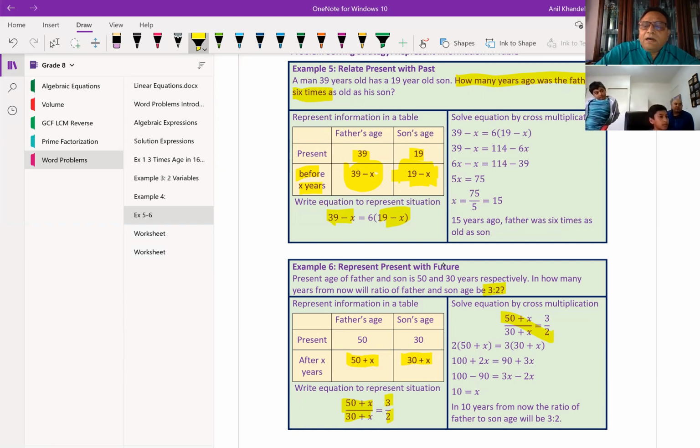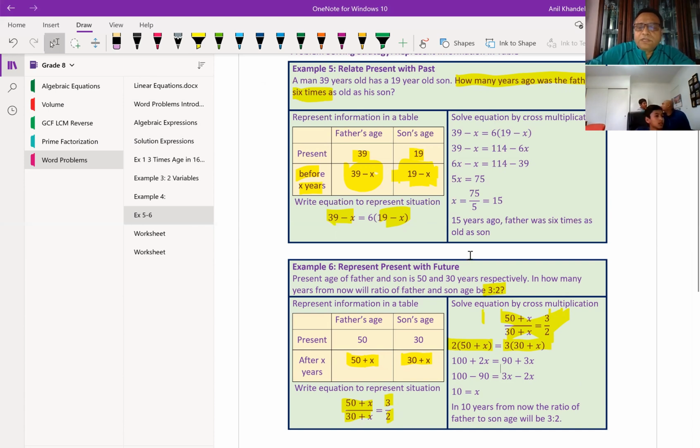So multiply on both sides. See, this 2, multiply by 2 on both sides. The 2s cancel. And that gets multiplied by 2. Do you see that? Yes. And this 3 gets multiplied by 30 plus x. All right. So you get this equation. And now that equation can be solved by you, right? Yes. So that is how you're going to solve it.